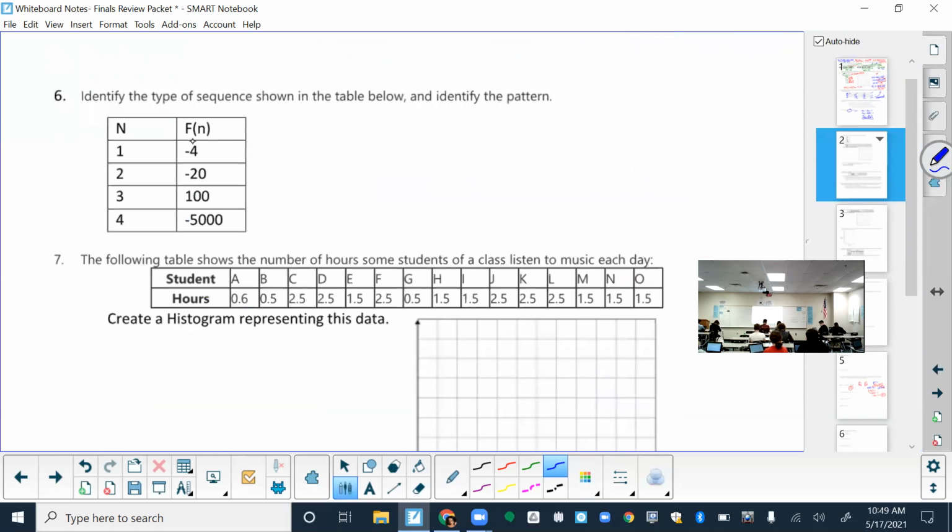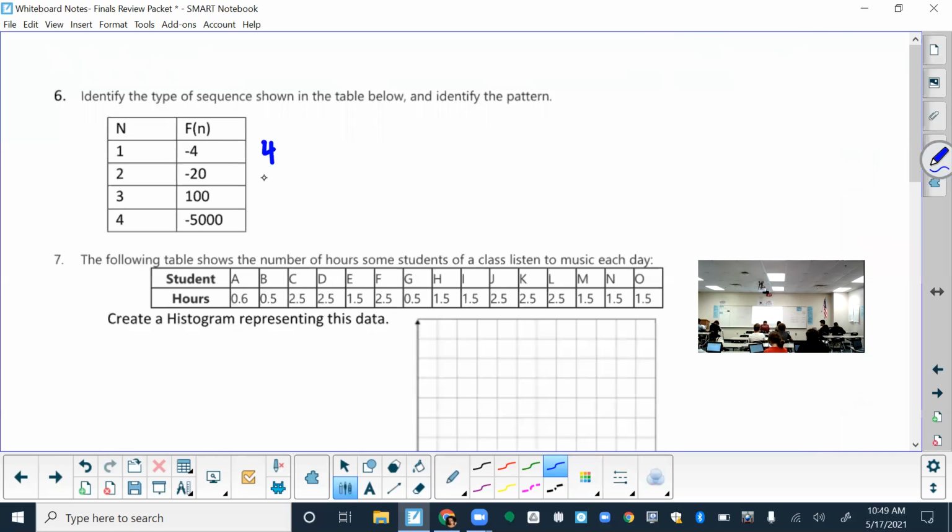All right, this one had an error on your packet. I believe on the computer, it actually looks like this, where the 4 is positive. Sorry if that confused you. Maybe if I write it like this now, that makes more sense, right?